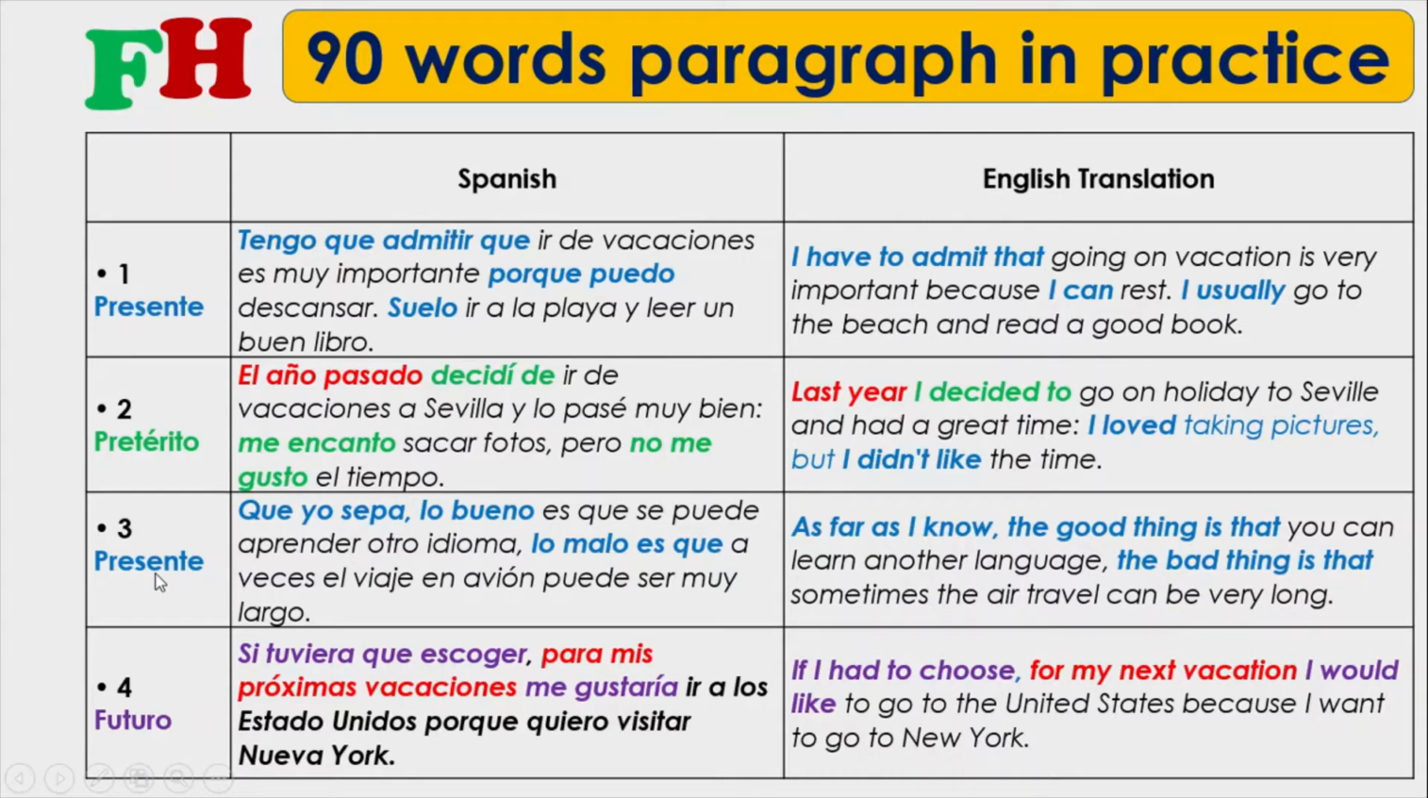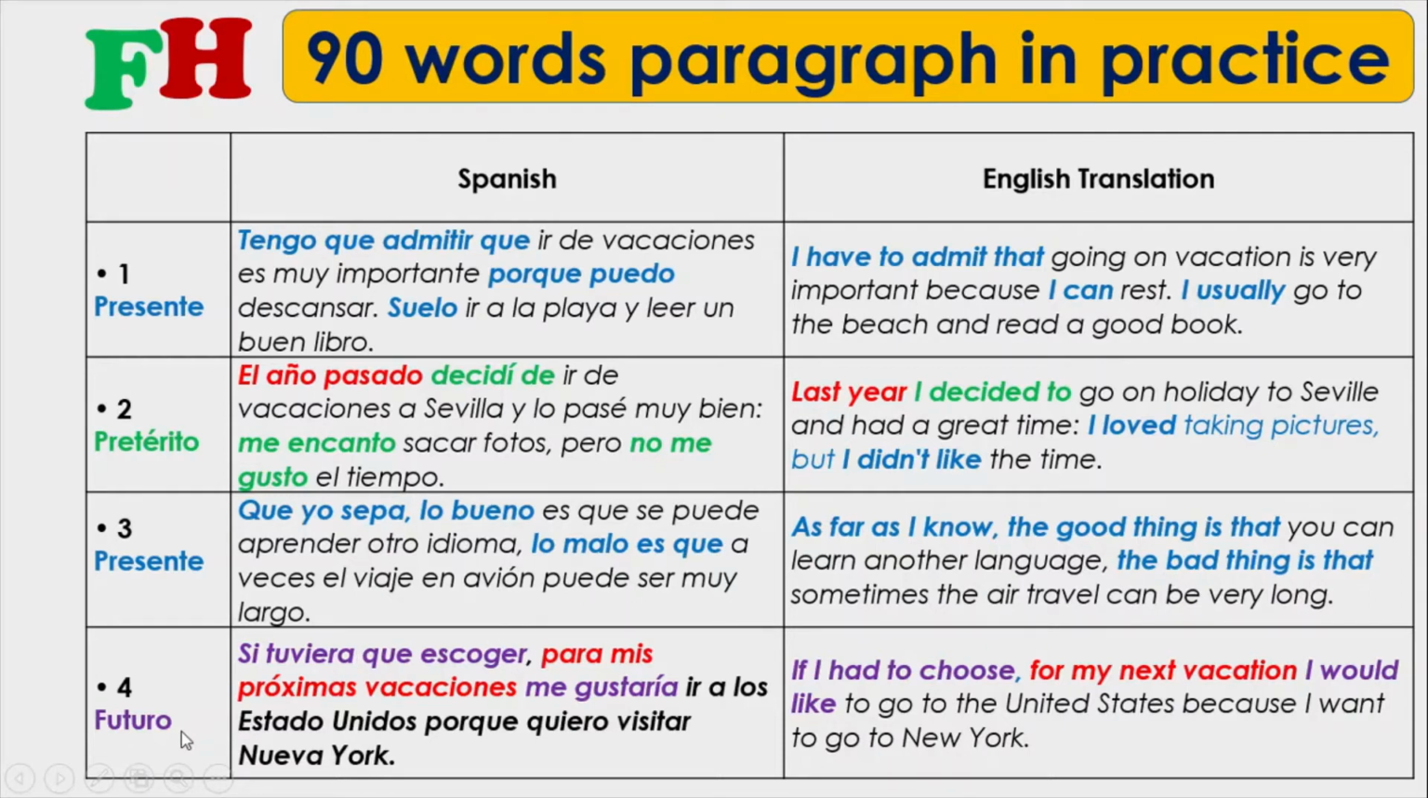Present tense, you were supposed to be writing about advantages and disadvantages. So I would recommend you to start with que yo sepa, which translates as as far as I know. Lo bueno, the good thing, es que se puede aprender otro idioma, is that you could learn another language. Lo malo es que, the bad thing is, a veces el viaje en avión puede ser muy largo. Sometimes the air travel or the traveling by plane can be very long.